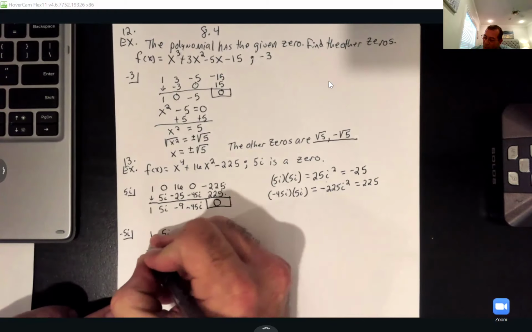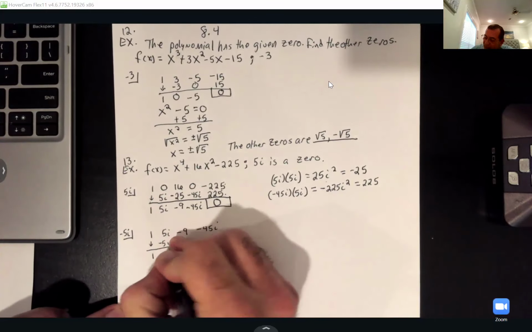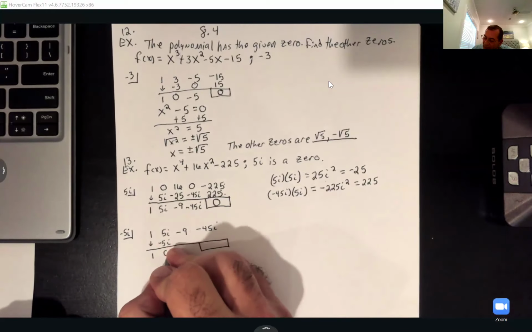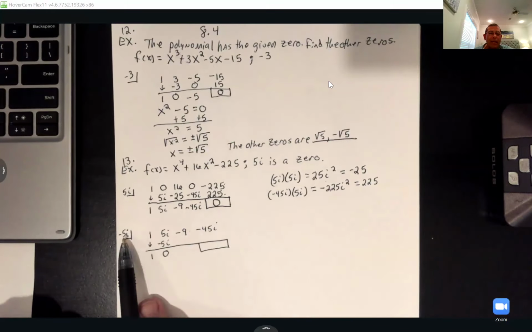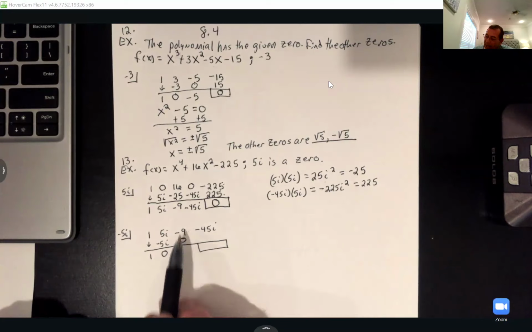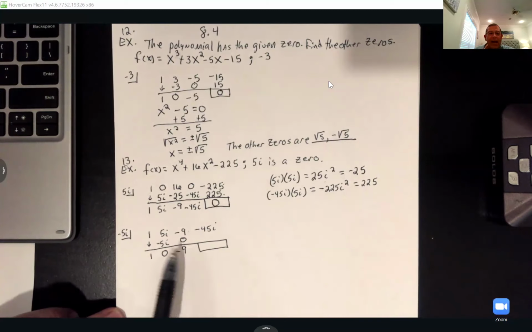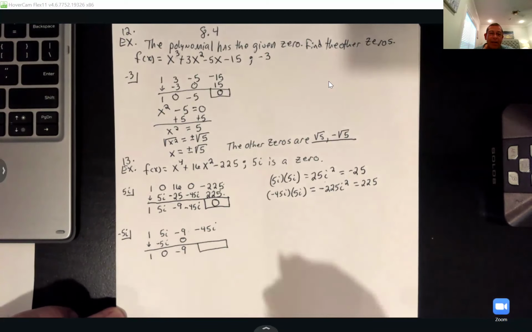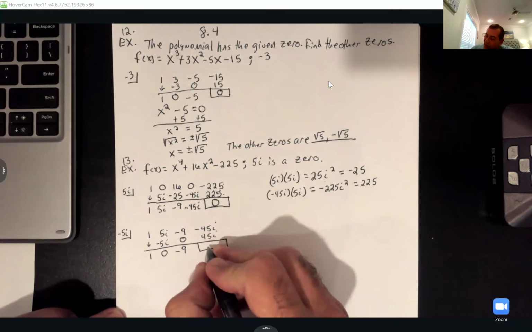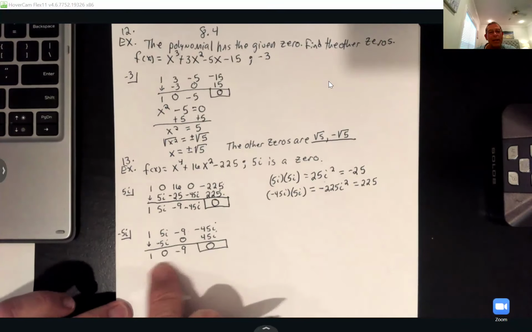So y'all, let's bring down our 1. 1 times negative 5i is a negative 5i. 5i and negative 5i give us a 0. 0 times negative 5i is 0. All right, y'all, negative 9 and 0 is negative 9. So now that negative 9 times negative 5i is a positive 45i. So we did get a 0 remainder. So now we're down to 3 numbers.